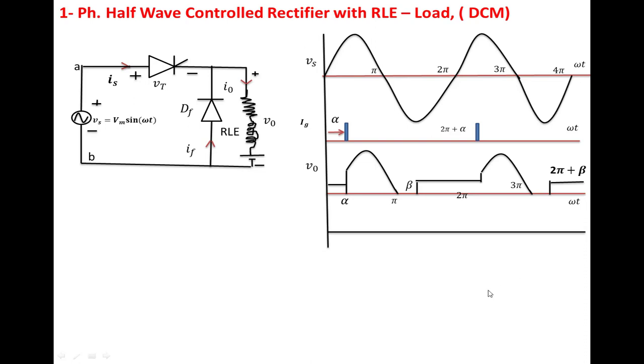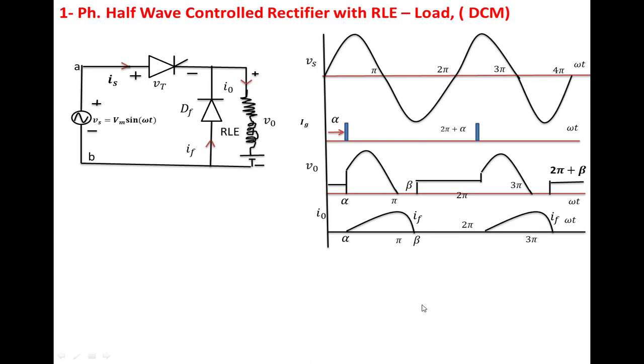If you draw the load current waveform, from alpha to pi the current increases to the maximum value and slowly comes to 0 at angle beta. In the same manner, the load current passes from 2 pi plus alpha, increases to the maximum value and slowly comes to 0 at 2 pi plus beta.